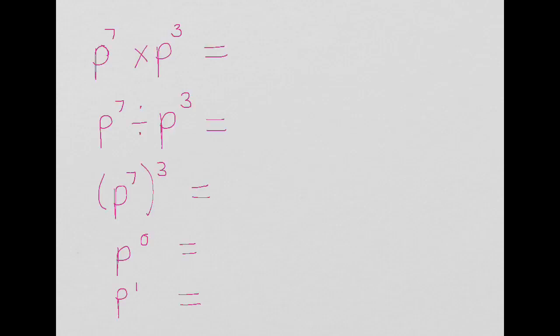So moving on, I want to just put all of those rules on one page. So here we go. And I do think this is something quite good to write down in your books because it's something you can come back to when you're asked to do other questions. So when we're multiplying and the bases are the same, the base here is P, and we would do 7 add 3, so it would be P to the power of 10.